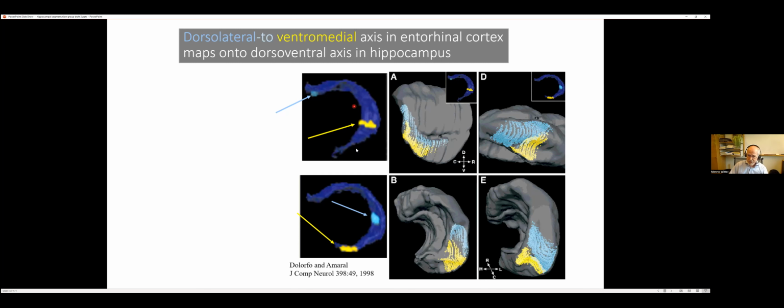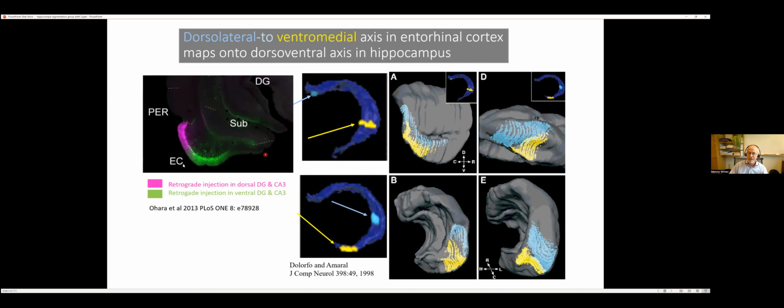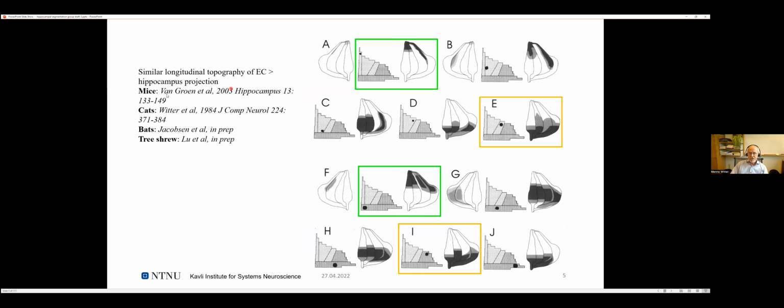Now this longitudinal topology is very well described, and it's true. So this is another experiment that corroborates it, only focusing on layer 2 cells. You see beautifully two populations of cells, one projecting to dorsal hippocampus, one projecting to the ventral hippocampus. And so this is true in mice. This is an example of a series of representations of the mouse entorhinal cortex and the mouse hippocampus.